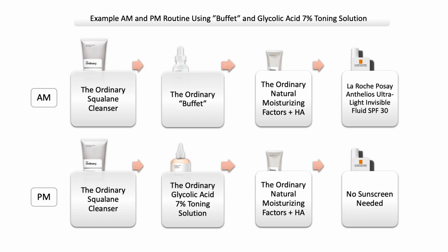You can, for example, use The Ordinary Buffet in your morning routine, and then in your evening routine you're going to use The Ordinary Glycolic Acid toning solution to make sure that you're not using them in the same routine but still get the most out of it. This is how simple you can come up with a skincare routine to solve that problem. If you don't want to use Buffet in the morning because of other certain products, then you can use it, for example, on alternate nights, where on Monday you use Buffet, on Tuesday you use glycolic acid, on Wednesday you use Buffet again, et cetera, so that you still have a great balance going on and you're not using them in the same routine.